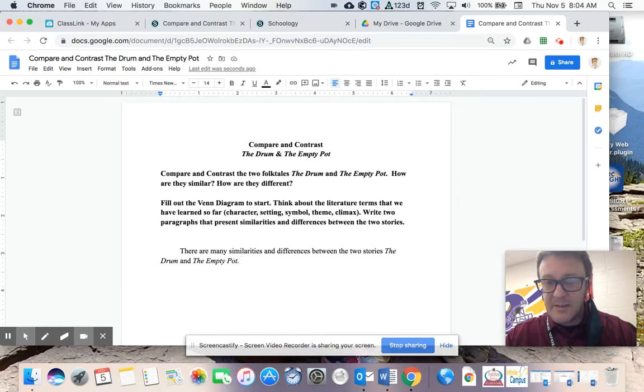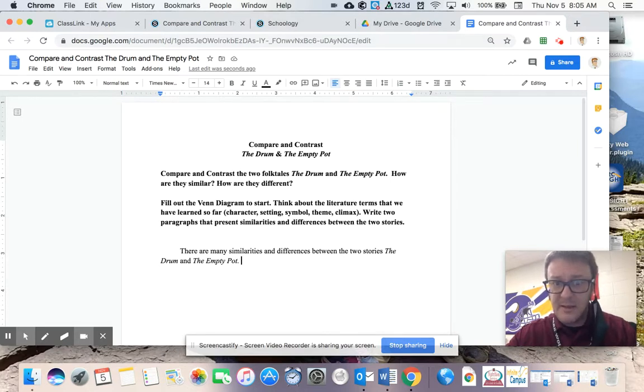Maybe as I'm listing these differences, though, you're also thinking of how they are similar. Okay? For example, the characters. There's a young boy in the drum, and Chen in the empty pot. All right? They are both young boys. Okay? If you're talking about who they are as people, in these short stories, I think they are both genuinely good people that are trying to do their best.